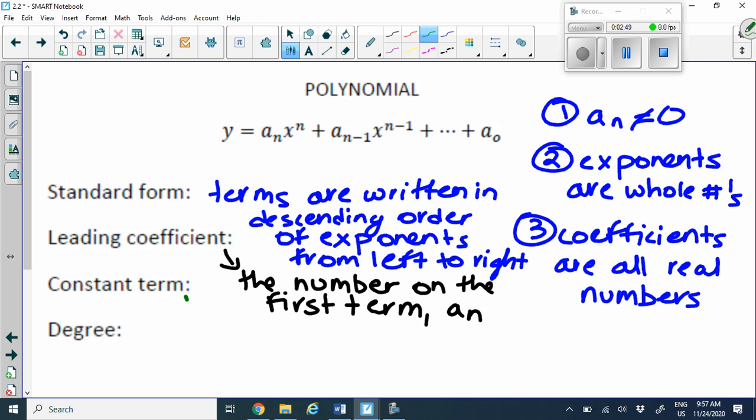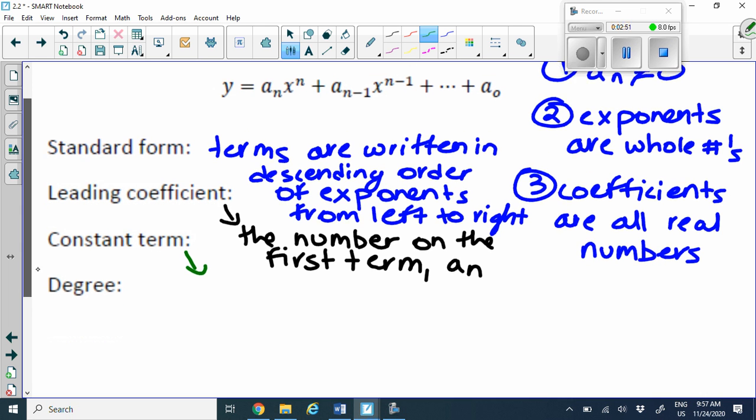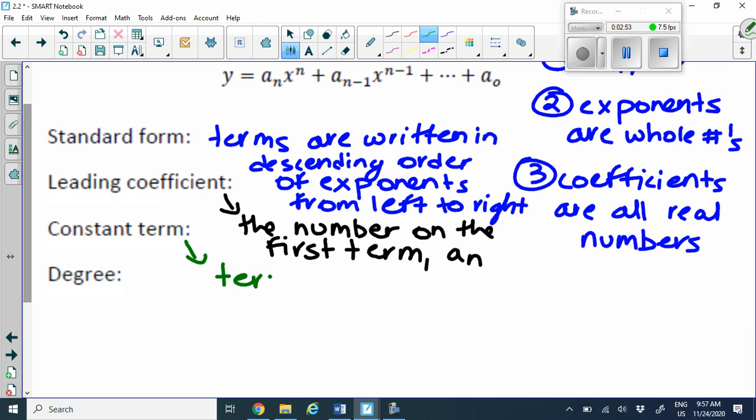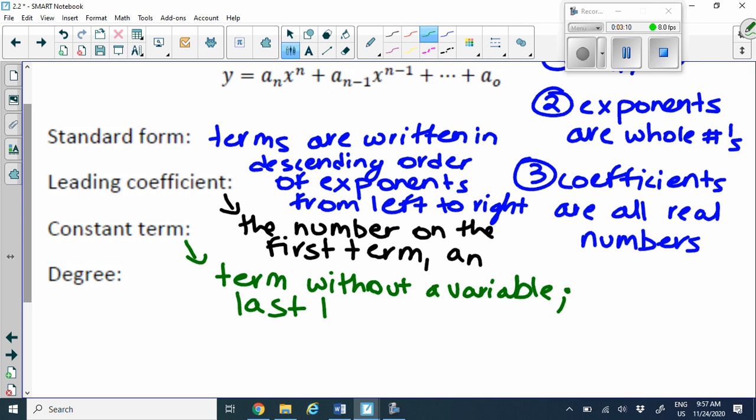Okay, the constant term. So remember constant term, that is basically the term without a variable. And if we are writing in standard form, that should be the last term you see in standard form. So last term when written in standard form.